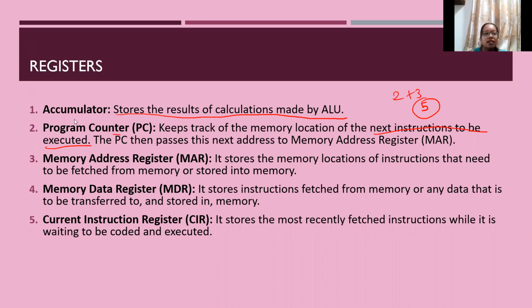By just looking at the program counter value, the CPU will decide this is the next instruction that I have to execute. That means this is the next calculation that I have to do. The next instruction the CPU should do is mentioned in the program counter register, right? And so normally the program counter keeps the memory address of that instruction.